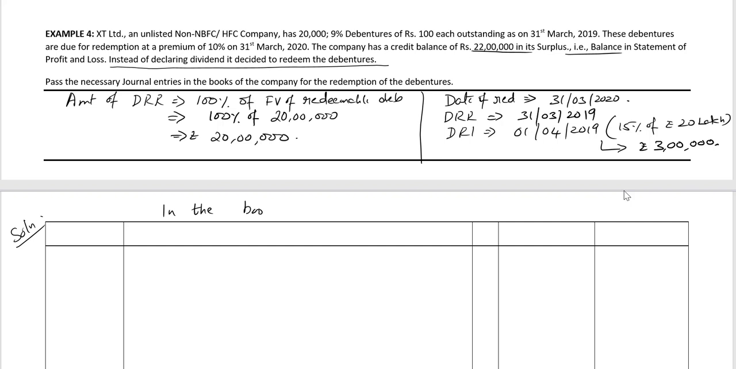In the books of XT Limited, journal, date, particulars, LF, debit rupees and credit rupees.